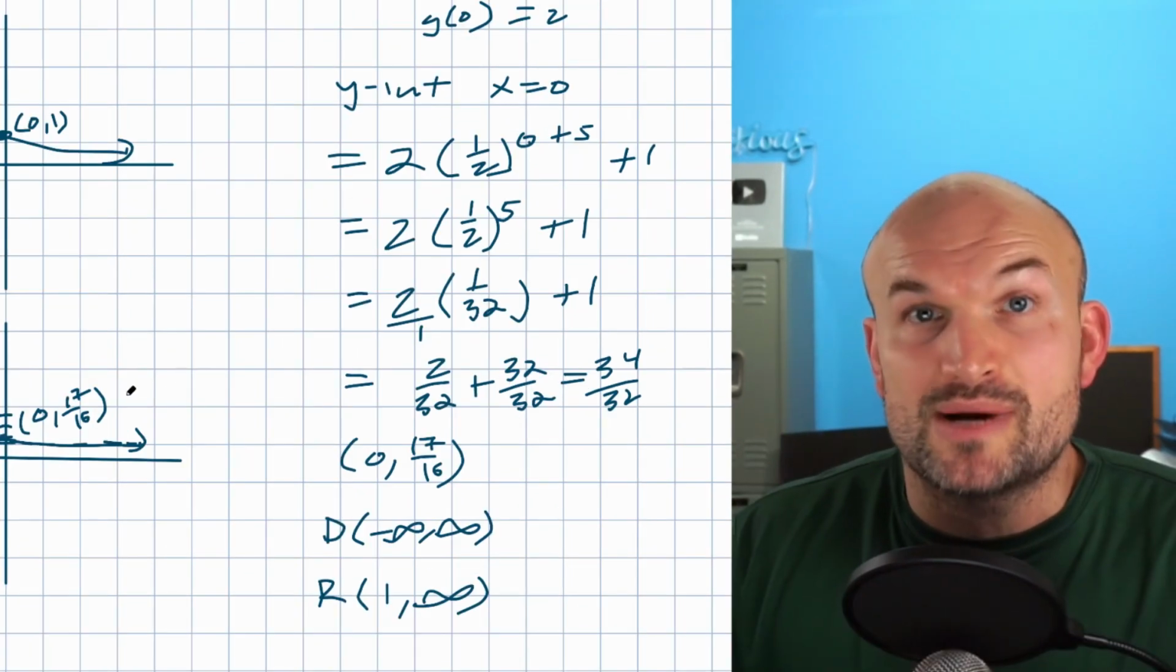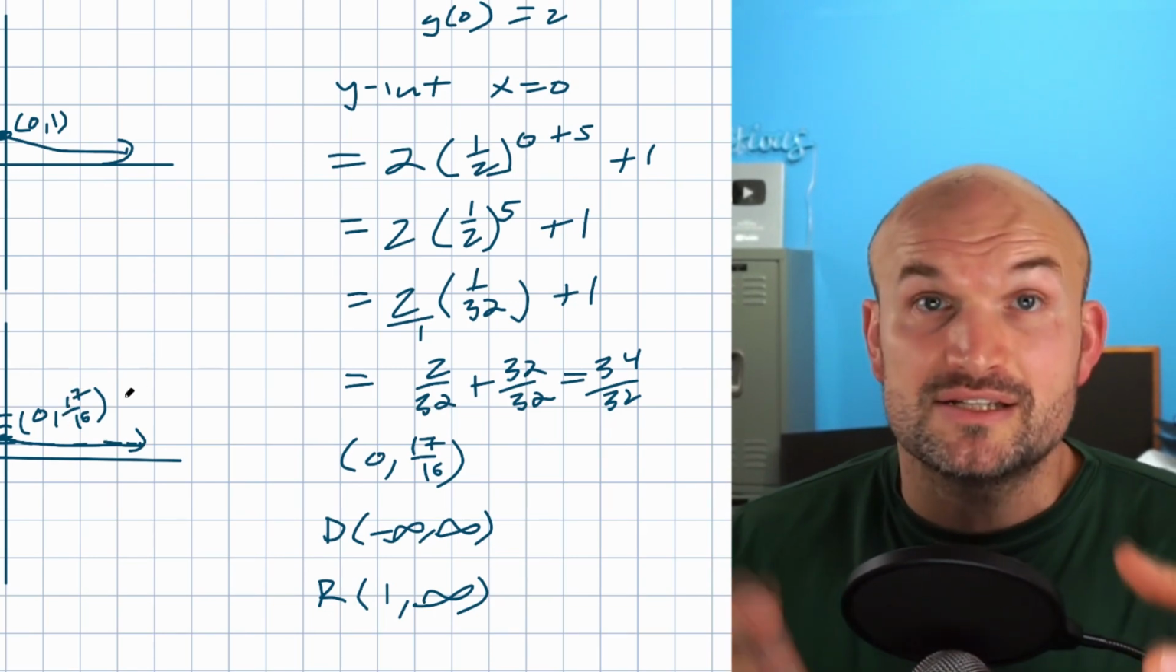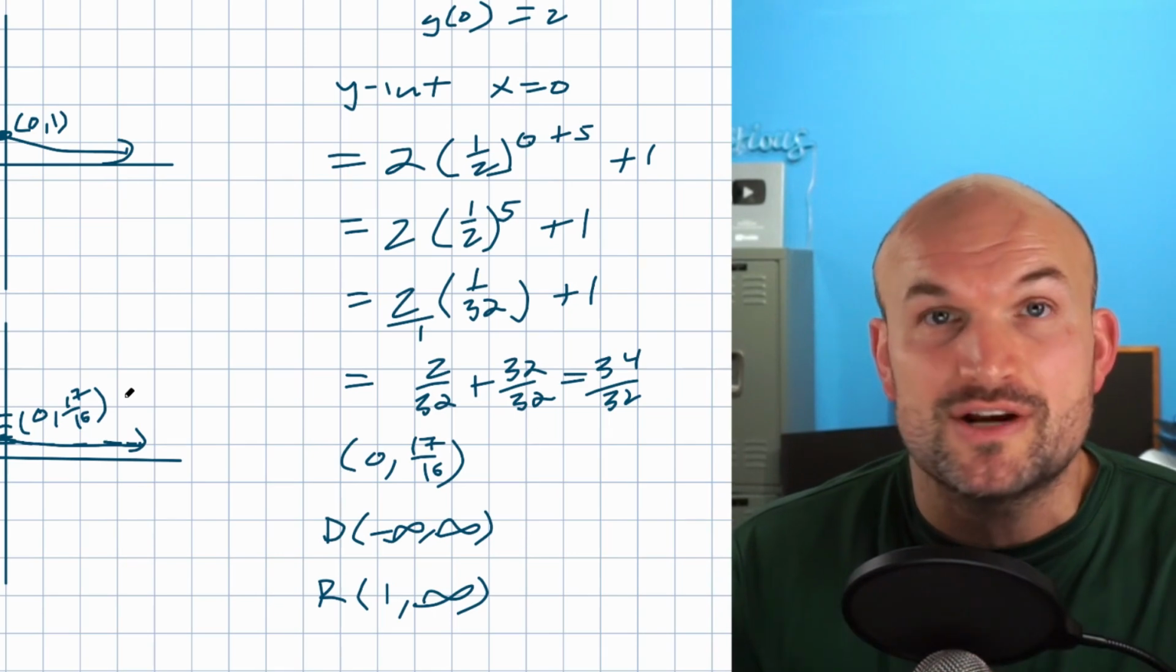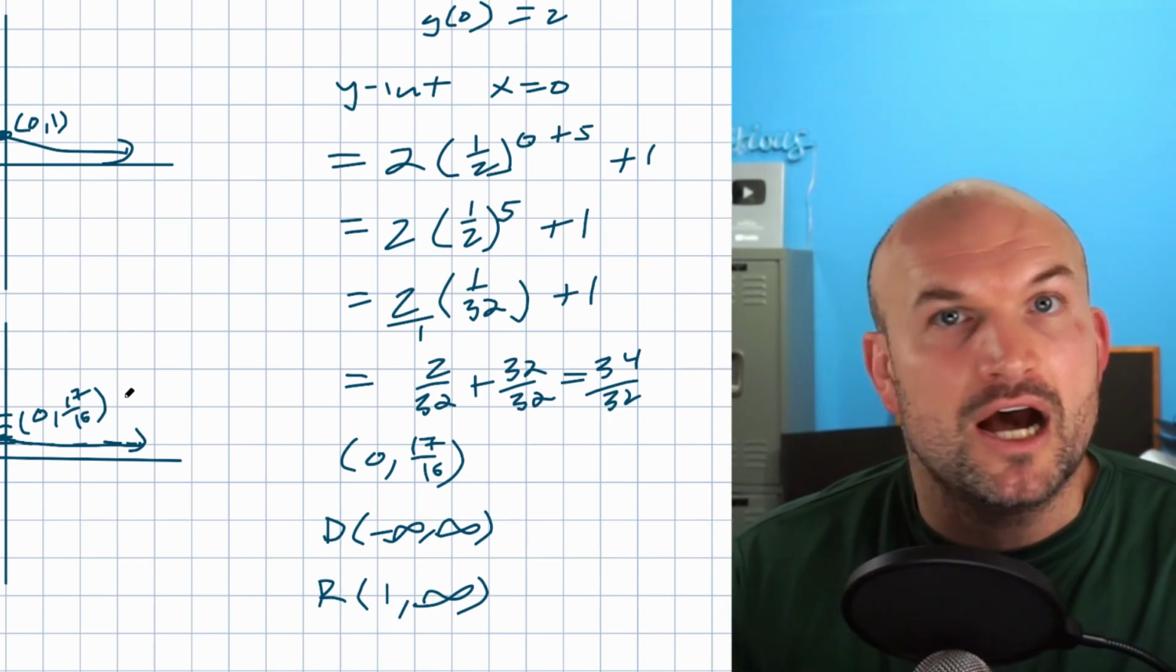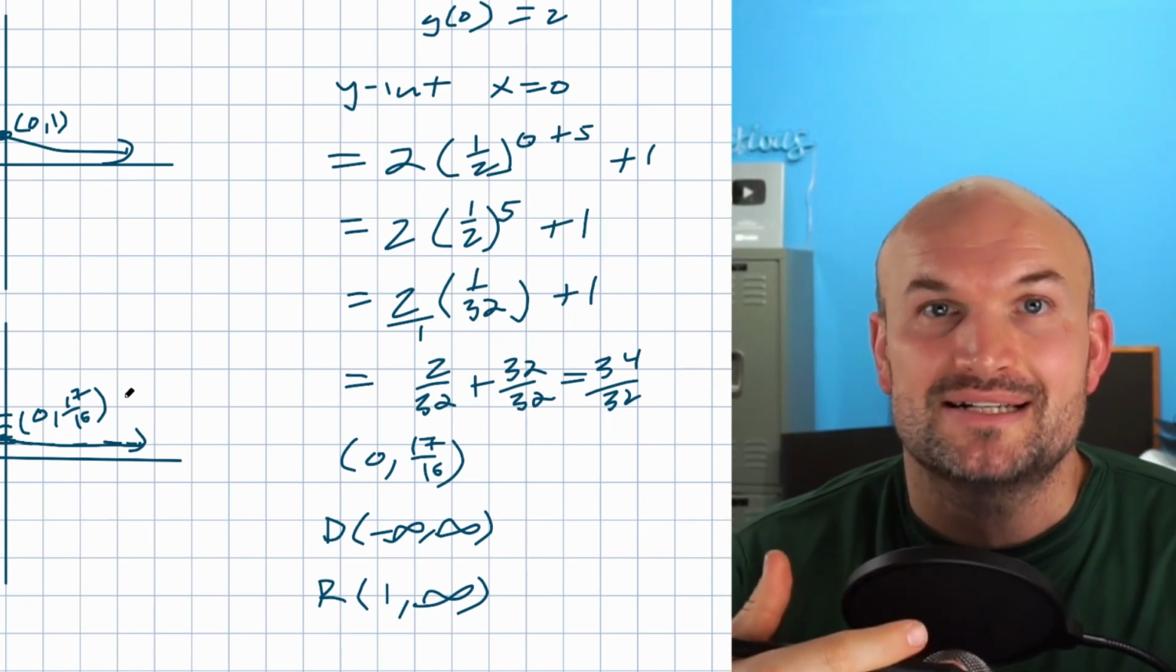The only other time that the range could change is if we have a reflection about the x-axis. But I want you to understand, since the domain is all real numbers, it doesn't matter what transformation I do: shift left, right, up, down, reflect x, reflect y. It doesn't really matter. It's not going to impact the domain.